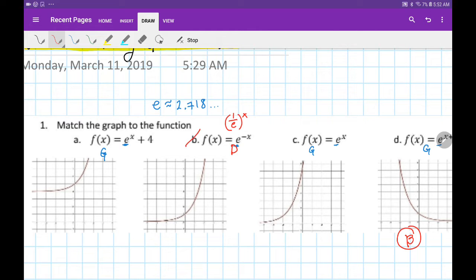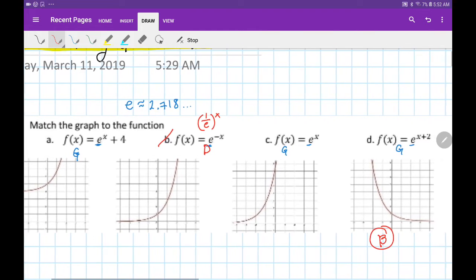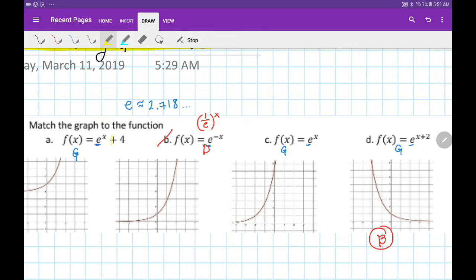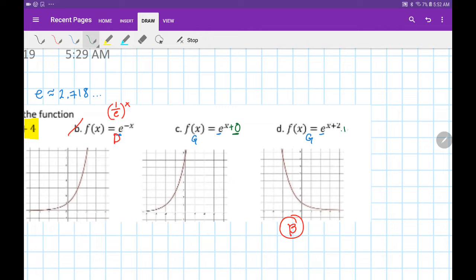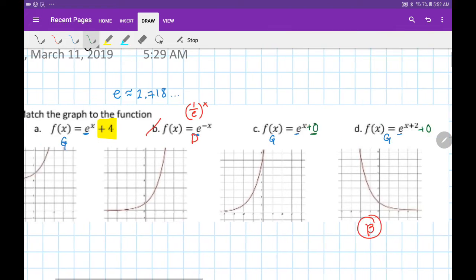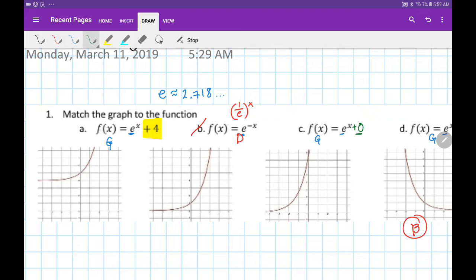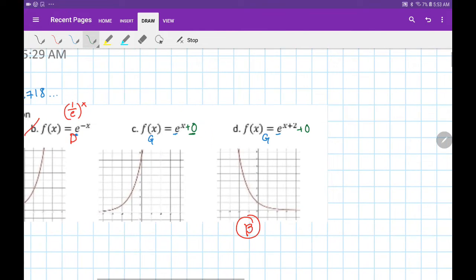Okay, next. Notice between A, C, and D that only A has a horizontal asymptote, has a number being added at the end, because this guy's horizontal asymptote is 0. And for D, the big number being added at the end is 0. So that means that graph A has to be right here, since its horizontal asymptote occurs at y equals 4. Okay, so now we're down to C and D.